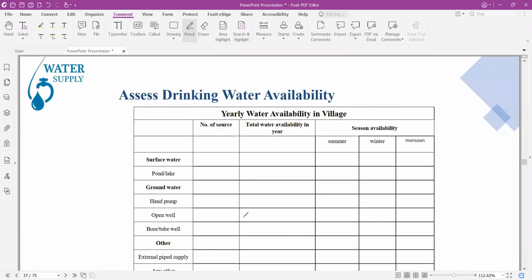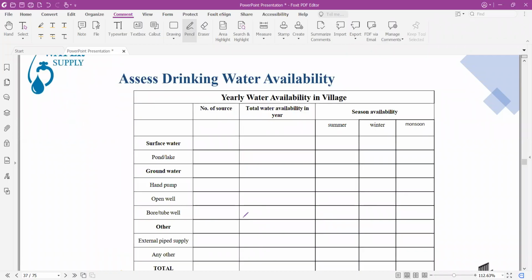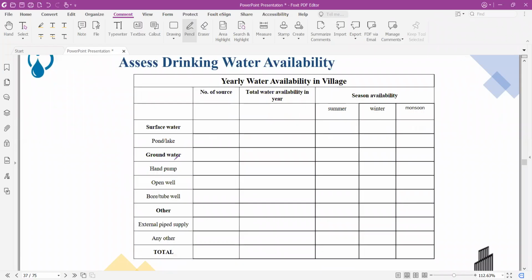So after calculating the demand of a system, we have to check what type of sources are available to fulfill the demand of that society. We have to check whether we have surface water, ponds, or groundwater, such as hand pumps, open wells, bore wells, or tube wells, to fulfill the requirement of a village, a city, a community or a society. First of all, you have to determine the number of these sources.